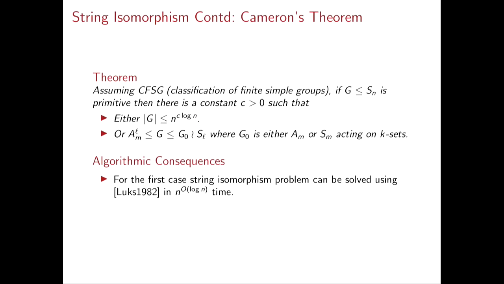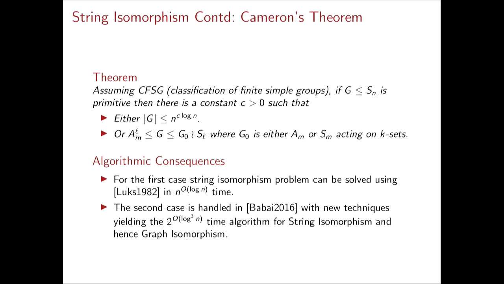And for the first case, of course, Luks's divide and conquer strategy is enough to give an n to the order log n time algorithm for all groups which have only the first kind of primitive sections, which can arise in the divide and conquer. And Babai's algorithm really deals with the second case.